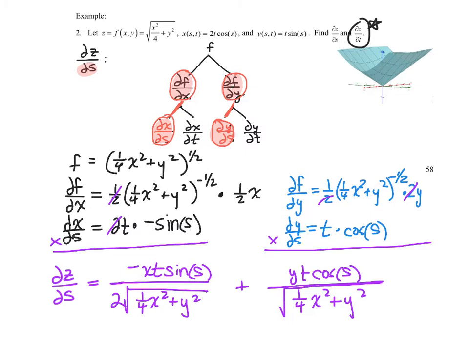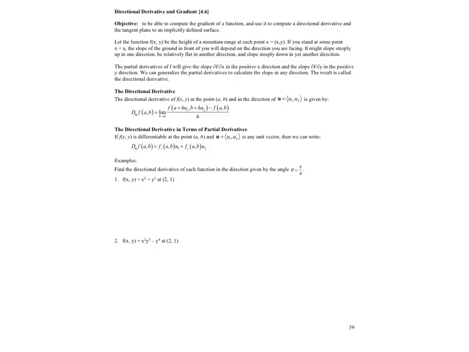All right, so I put a little star on partial z with respect to t, because really it's just following the other branches. We did this part already, but I need partial x with respect to t, partial y with respect to t, and then those products put all together. So put a star on that one so you can come back to it.